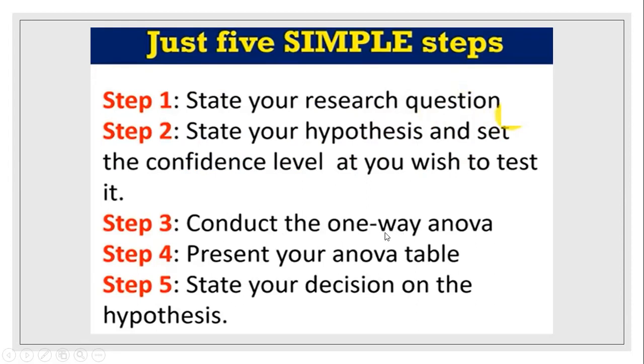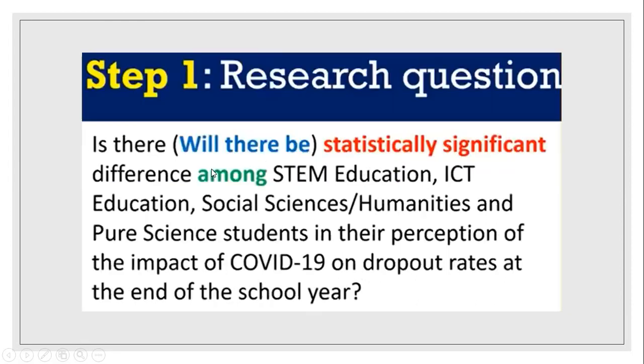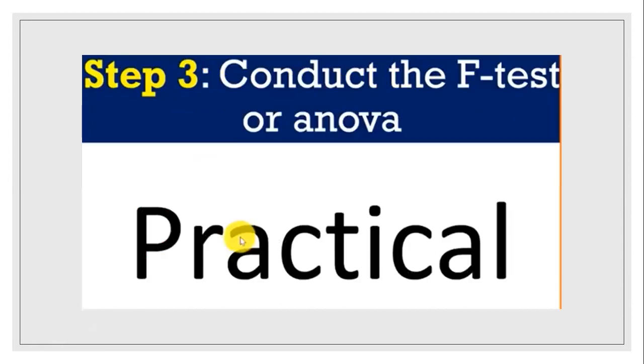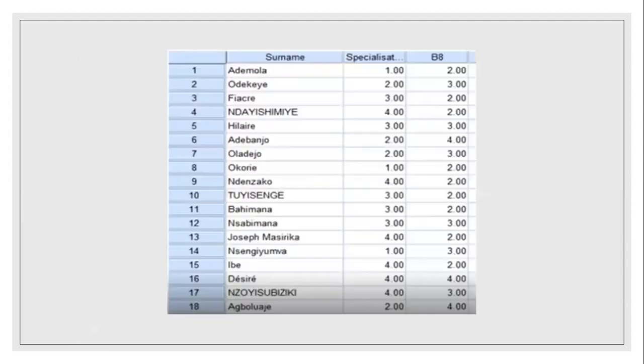Now, how do we conduct the one-way ANOVA? That is what we want to look at now: conducting the F-test or ANOVA. What you will be seeing is still the theory of the practical. After this, I will stop the video, then start again for the live practical.